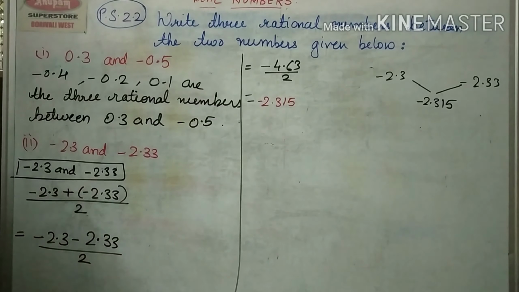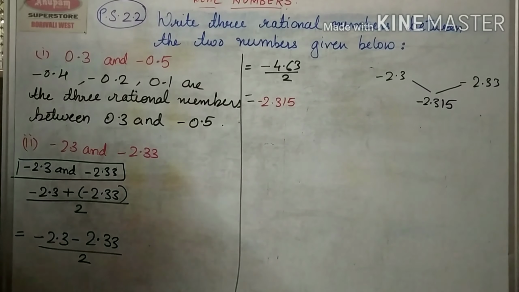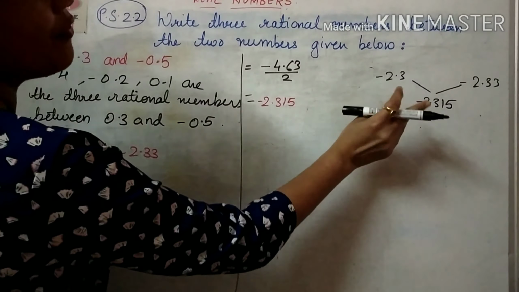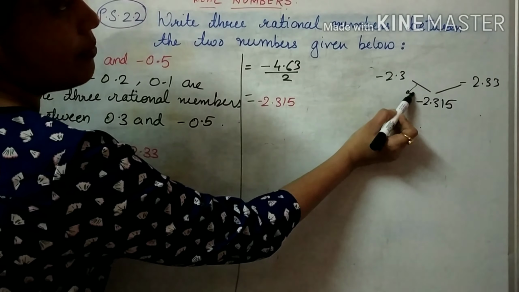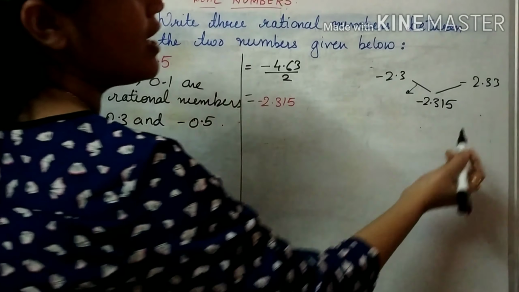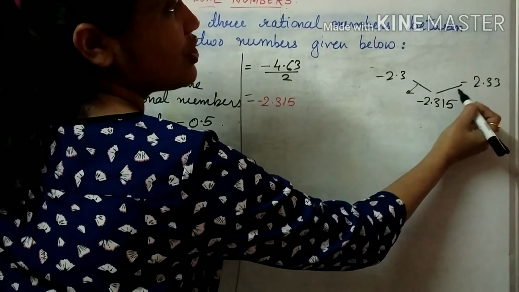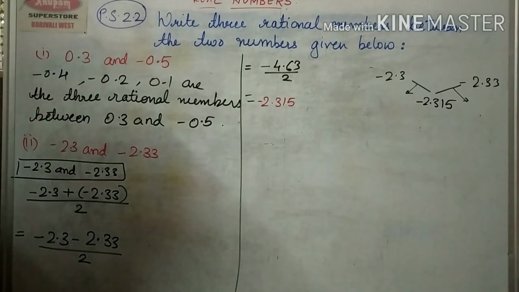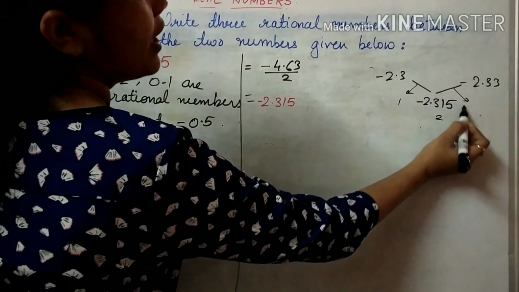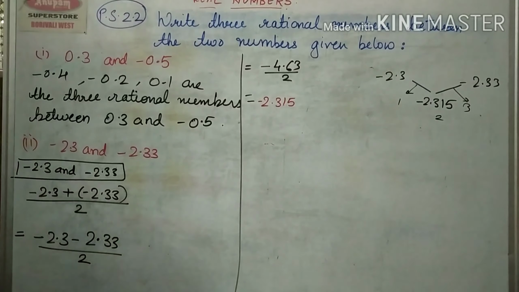So, for that, what am I going to do now is, again I'll follow the same method and I'll find out a number which lies between these two numbers. So, I'll get one number here. Then I'll again find out a number which lies between these two numbers. And this will give me one more number. So, in this way I'll have 1, 2 and 3 numbers which are lying between the given numbers. I hope this is clear to you.